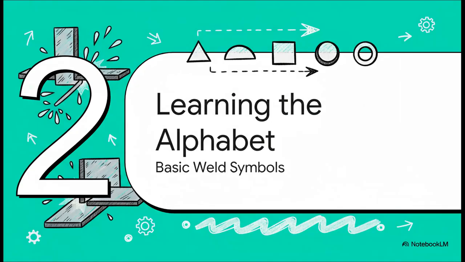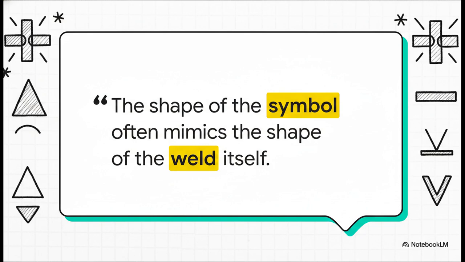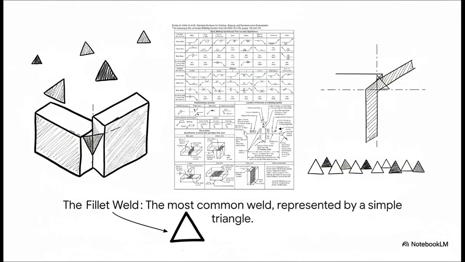Okay, so now that we get the placement rule, the where, we can finally learn the what. We're about to get into the alphabet of welding, the basic shapes that tell you exactly what kind of weld to make. And here's the best part. This language is unbelievably intuitive. You don't have to memorize a bunch of random shapes. As you're about to see, the symbol for the weld very often looks just like a cross-section of the actual weld. Let's take the most common weld in the world, the fillet weld.